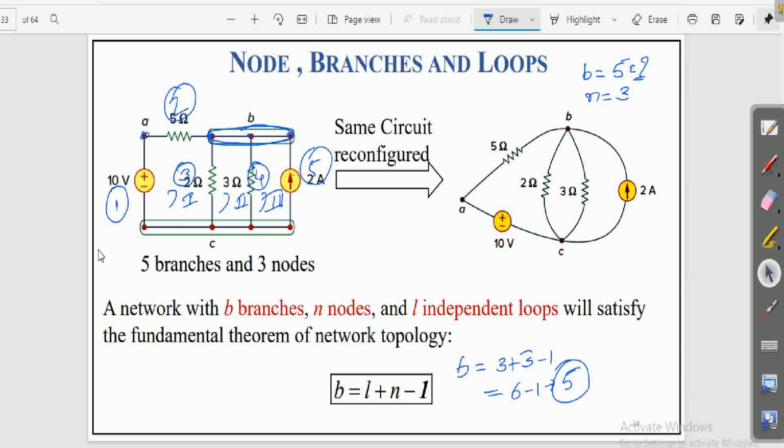You can draw the same circuit like this. This is also the same circuit as this one. LHS equal to RHS.